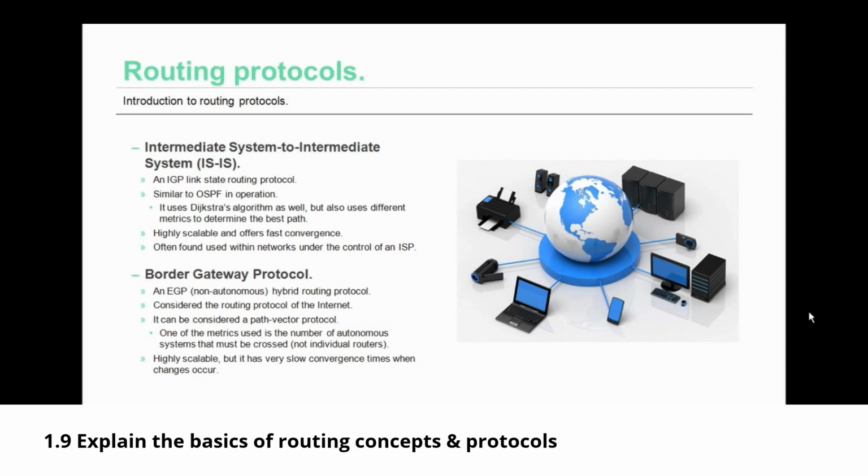Then there's Border Gateway Protocol, BGP. It's an exterior gateway protocol that's also a hybrid routing protocol. It is considered the routing protocol of the internet, and as a hybrid protocol, it is often considered a path vector protocol, which makes it a hybrid. One of the metrics used is the number of autonomous systems that must be crossed, not individual routers. BGP is highly scalable, but has a very slow convergence time when changes do occur.